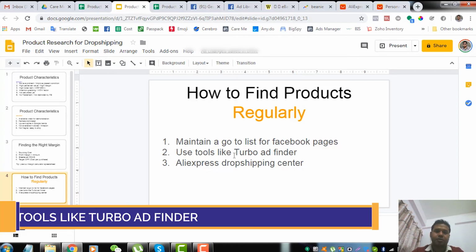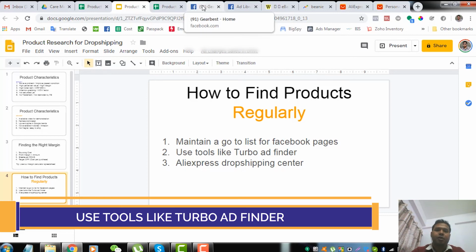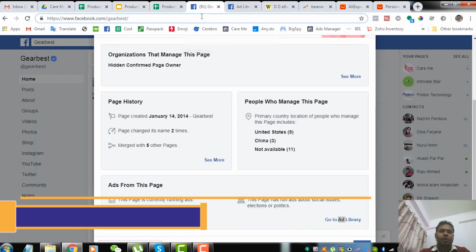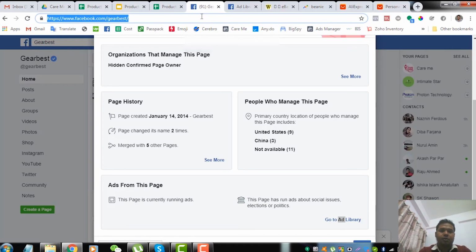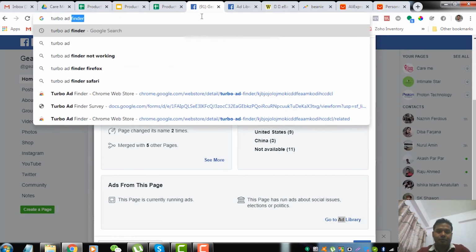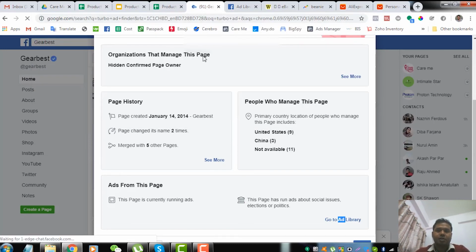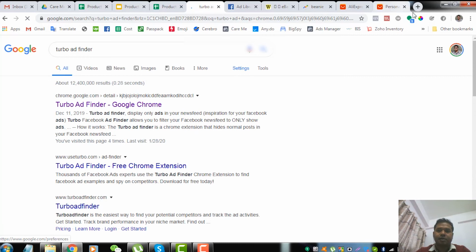Now the second strategy is to use tools like Turbo Ad Finder. Probably many of you are familiar with this tool. It's a Chrome extension. You install it in your browser and activate it on Facebook. I'm not going to explain it further because it's very easy, and you can learn it from anywhere. When you activate this Chrome extension and go to your Facebook news feed, and you scroll down, instead of seeing posts, you'll only see the ads.